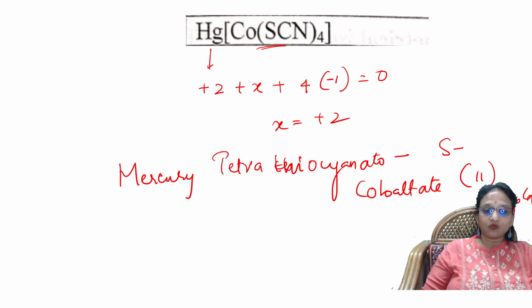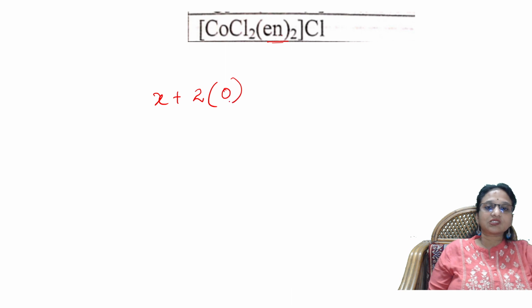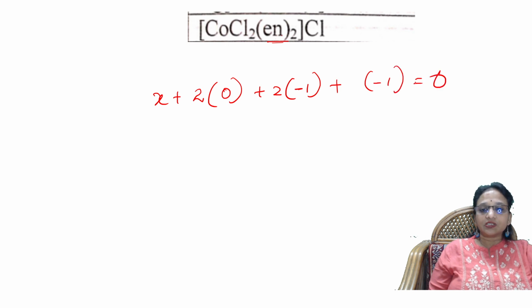See. Now, one more example we will see. Okay. This is a bridging ligand and it's a neutral ligand, ethylene diamine. So let's write Co. Then 2 into 2 into first I'll write here and then come to chloride, plus 0 into 2 into -1 plus -1 is equal to 0. X is equal to 3.